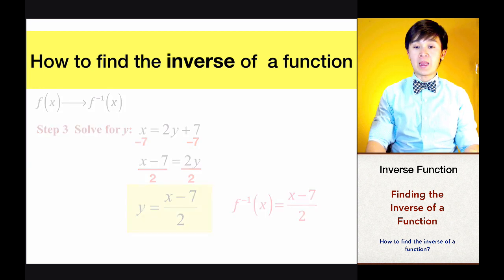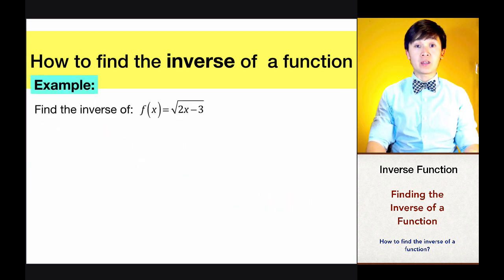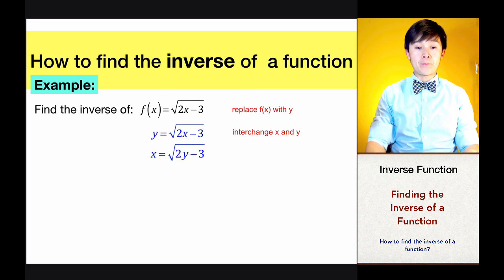Now let's go ahead and answer problem number 2, given by a radical function, the square root of 2x minus 3. So the first step is to replace our f of x with y. So now we have a y function which is equal to the square root of 2x minus 3. And the second step is to interchange our values of x and y. So now our new function will be x equal to the square root of 2y minus 3.